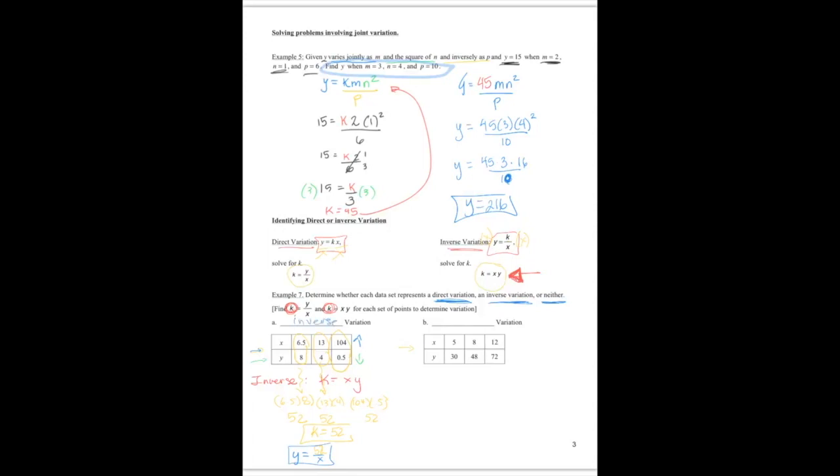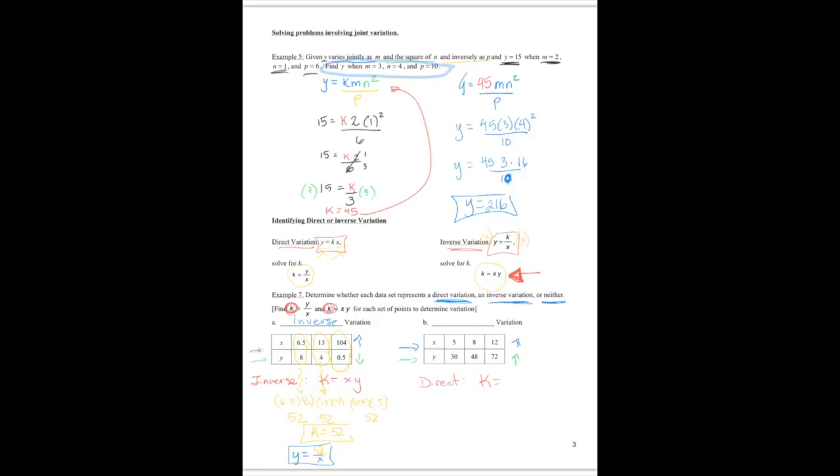But don't automatically assume because both the x and y are going in the same or different directions that it's direct or inverse. We actually have to check for the constant of variation. But that gives us a clue as to which one we want to check first. So let's look at the next one. In this table, we investigate our x values and we see they are increasing. If we investigate our y values, we see that they are also increasing. So we think perhaps it's direct variation, but we have to confirm that there is a constant of variation k.